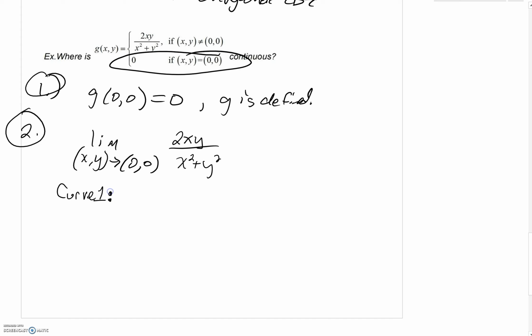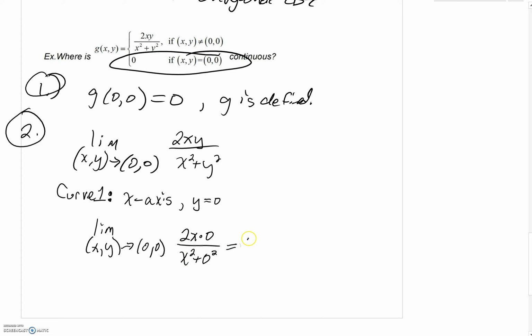Here's curve 1. And for curve 1, this is a great start. Maybe let's do the x-axis. In other words, let's let y equal 0. And wherever we have a y now, we can replace it with 0 and see what happens as a result. You can see that our numerator would be a 0, and that would divide out by the x squared. We're just going to get a 0 right there.